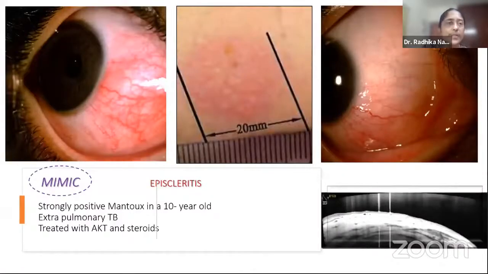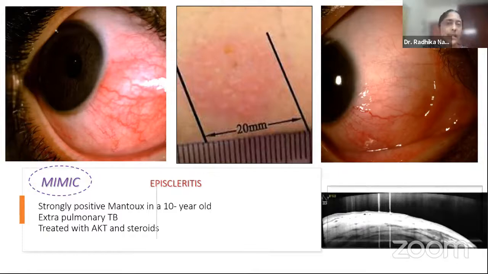So here, for example, is a child who was treated for limbal follicles because of lid margin disease, only that the lid is clean. And if you see, this is not a follicle over here, it's more of a flat nodule. And the child came back with strongly positive Mantoux, and a strongly positive Mantoux in a small child is very indicative of extrapulmonary tuberculosis when the chest CT is normal.